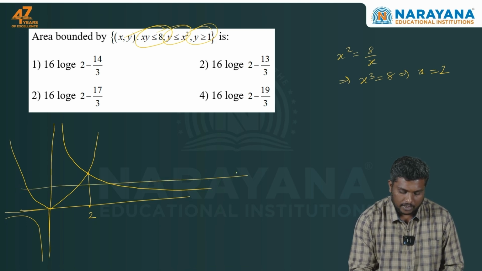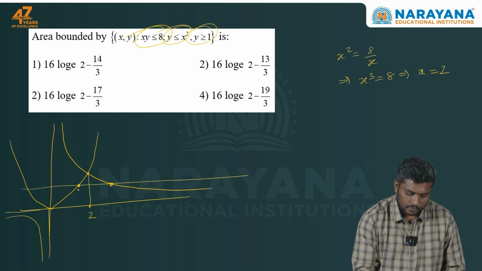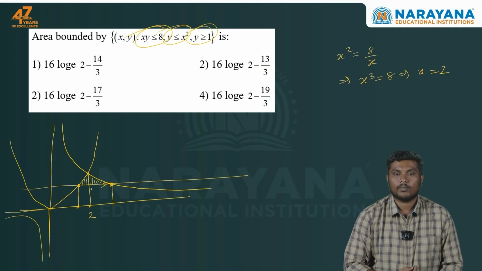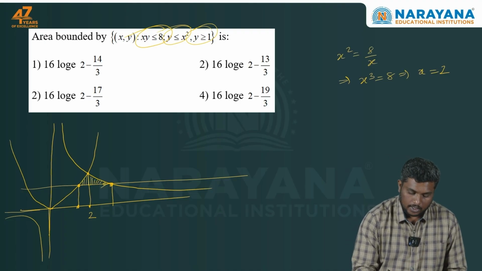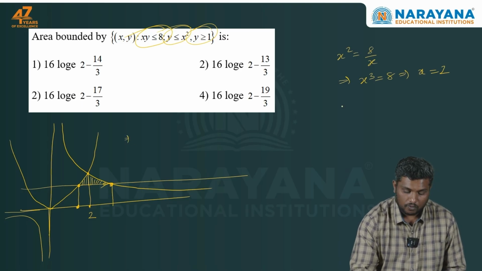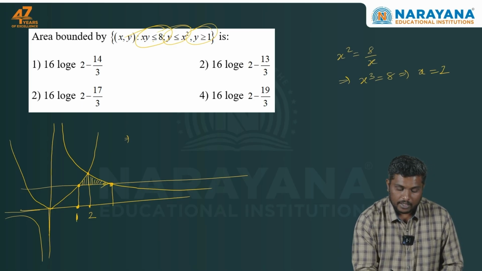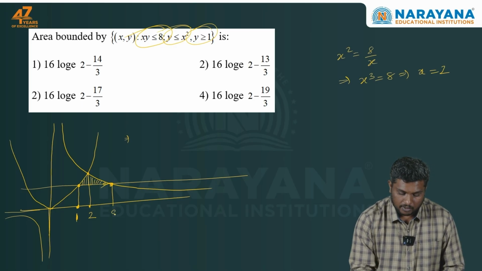I am going to draw that line, y is equal to 1. So I am going to find this point as well as this point. So this is the area we are supposed to find. Okay, so clearly I can write down the area. This point I need to find. Putting y is equal to 1, I'll get x is equal to 1. And putting y is equal to 1 in the rectangular hyperbola, I'll get x is equal to 8.